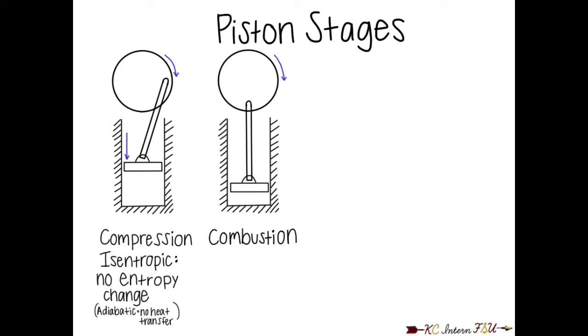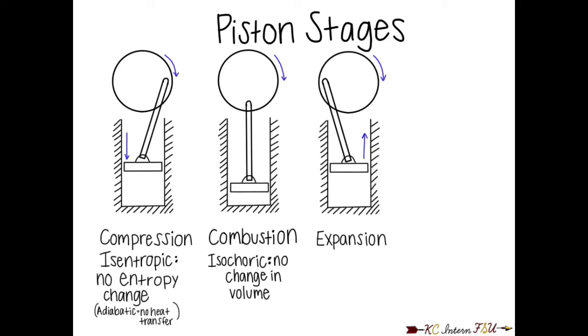Stage 2 is combustion. In this stage, the piston remains in the same position, meaning no volume change. Stage 3 is expansion. In this stage, the piston expands upward, increasing the volume. The entropy remains constant, and since the process is adiabatic, there is no heat transfer.